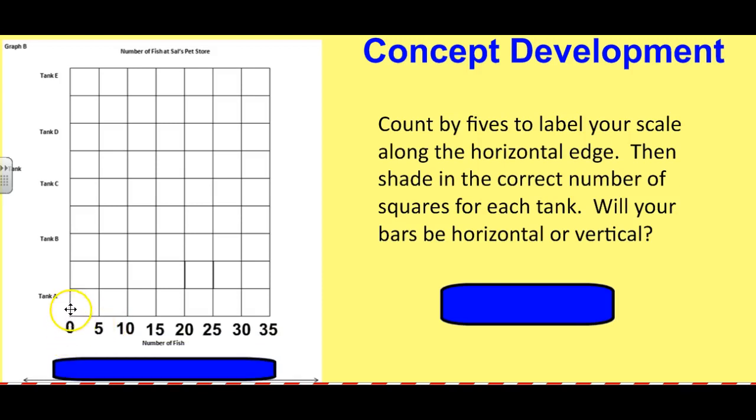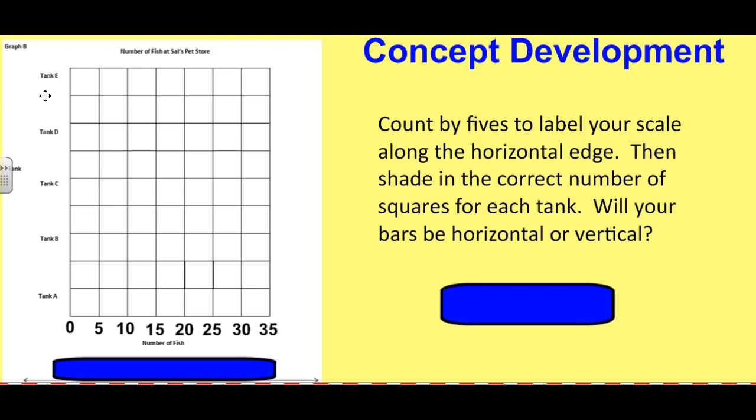So once again, you're putting your number right there on the line. If you need to push pause and get your scale written, you can do that now. Whenever you're ready to move on to actually putting in our bar graphs, you can push play. So we counted by fives and we labeled our scale like it says here on the page.